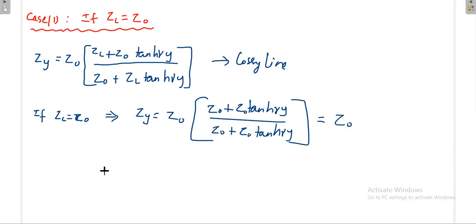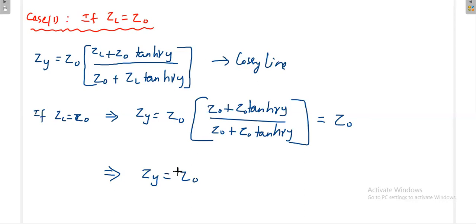So once you terminate your load impedance with the characteristic impedance, then your impedance is always Z naught. Even if you measure at the input side, instead of Y you'll get L, then they are also cancelling with each other. So finally your input impedance is Z naught.